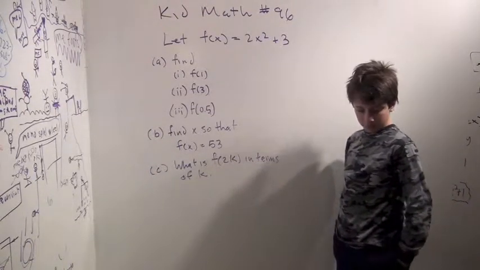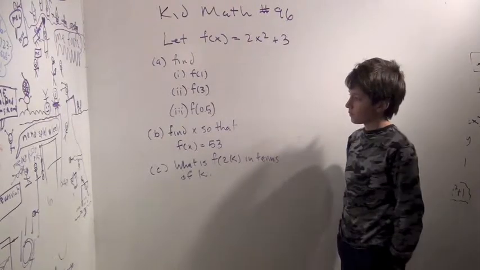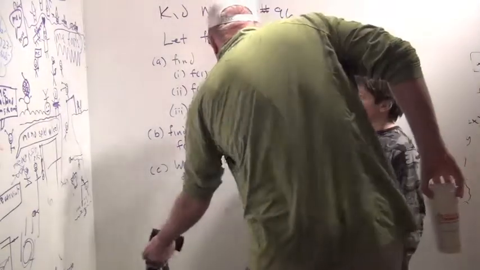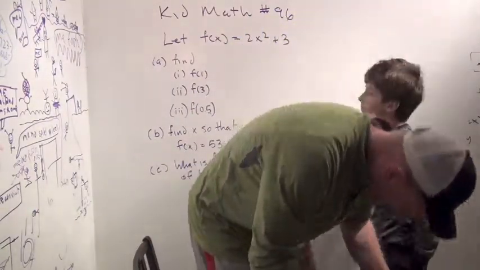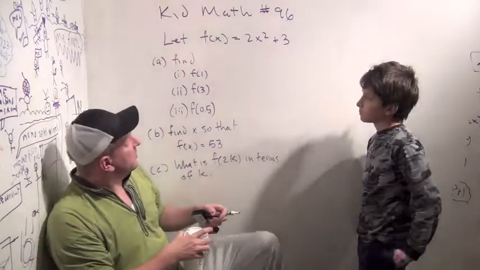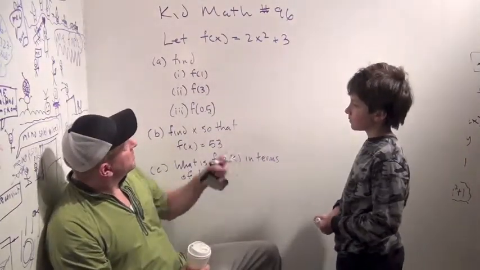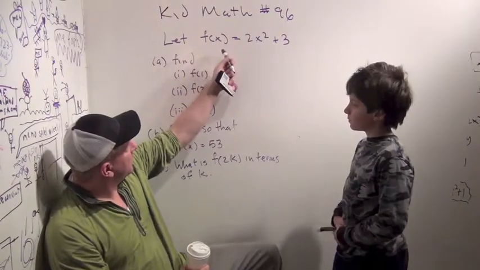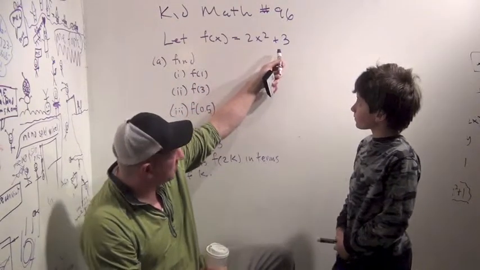KidMath number 96. So today we're going to work through an example of a function, a fairly simple function, and it's similar to an example we worked through in your book this morning. Okay, so we're in our new chapter about functions. So we're going to let our function f of x be 2x squared plus 3.